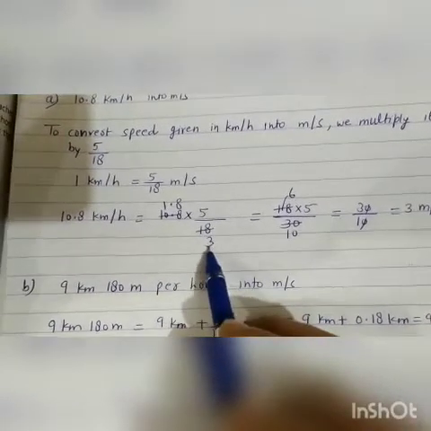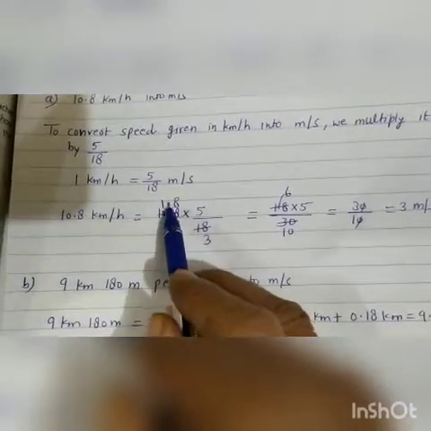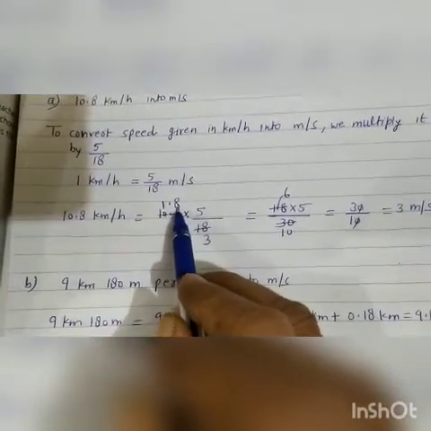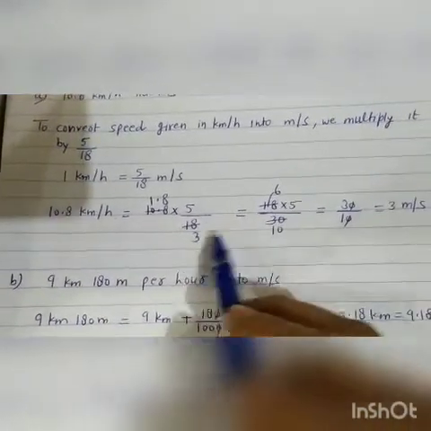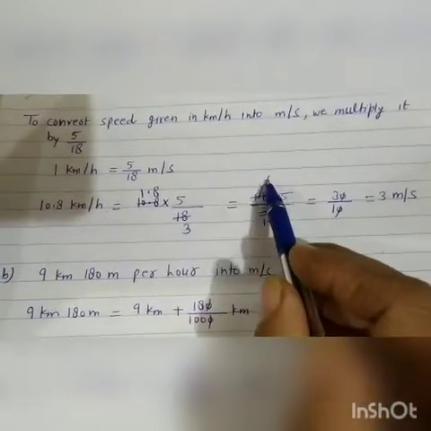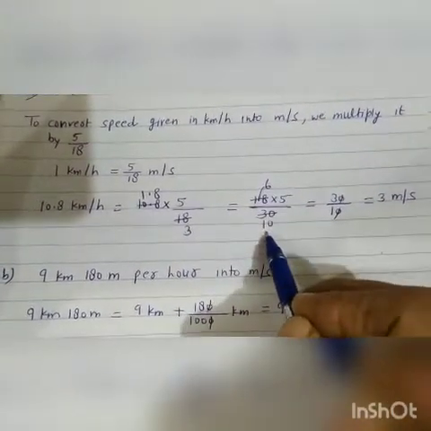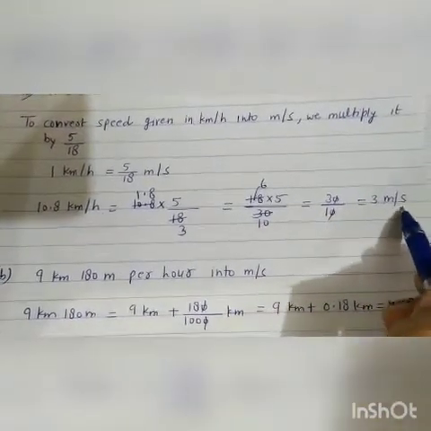6 3s are 18. 6 1s are 6, 4 remainder here, then decimal, 4 and 8 here, 6 8s are 48. Now this 1.8 into 5 upon this 3, remove decimal from here, add 0 here, then 3 6s are 18, 3 10s are 30, 6 5s are 30 upon 10, 0 0 cancel, it is 3 meter per second.